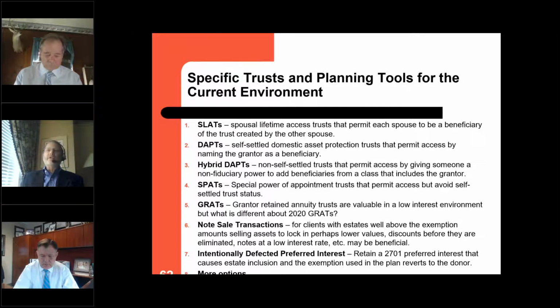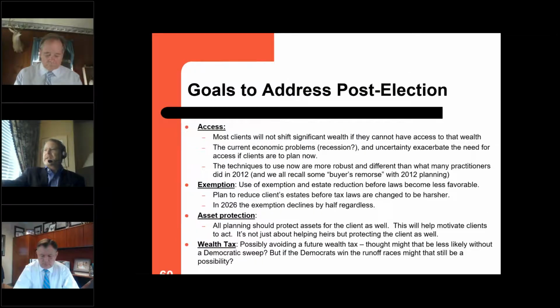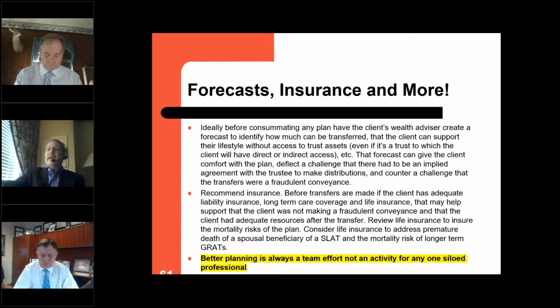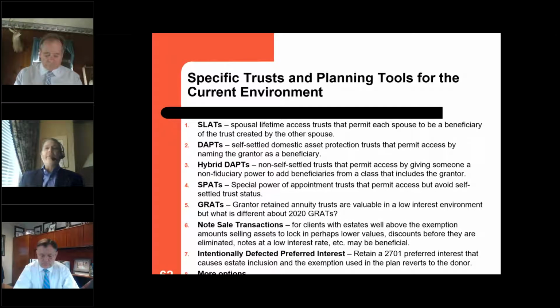For clients concerned about the keyword, which we said on slide 60, access, we have to make sure that unless the client is uber wealthy, relative to the assets transferred, they have access. So DAPs, hybrid DAPs, SPATs. We're going to briefly talk, if we have time, about GRATs, and we'll see how far we get with some of the other techniques. Now, one of the key points on slide 62 is to protect us as practitioners.